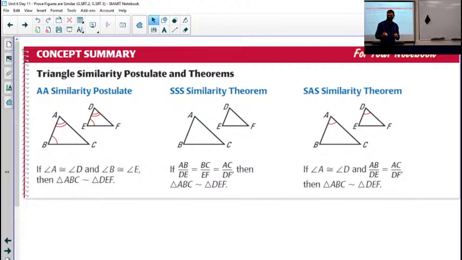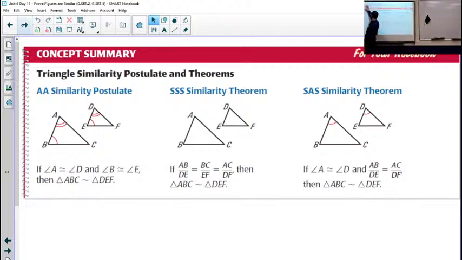So for the sides, we need to show the proportions. We need to show the fractions and what they simplified to, and hopefully they all simplify to the same thing. And then for the angles, we need to show what angles we're saying are congruent and how we know. So that's what we did on this first one.